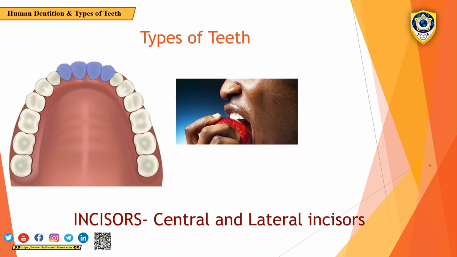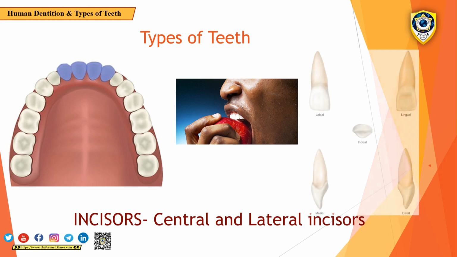I've been using terms like incisors, canines, and premolars. So what are they? They are the different types of teeth. Incisors are basically of two types, central and lateral incisors. The incisors that are present towards the center are known as central, and beside them we have the lateral incisors. The most common function of the incisors is they help in biting the food. There are 4 incisors in the upper jaw and 4 incisors in the lower jaw.